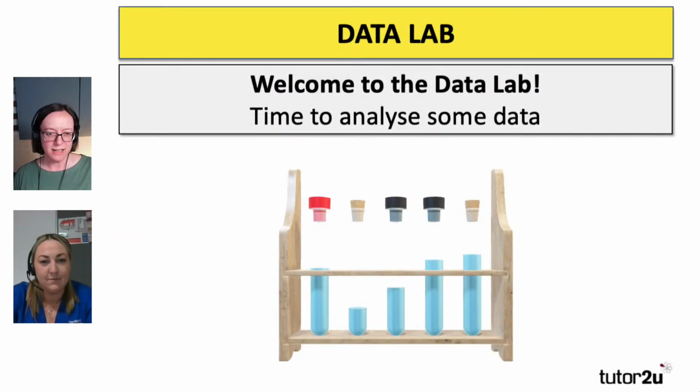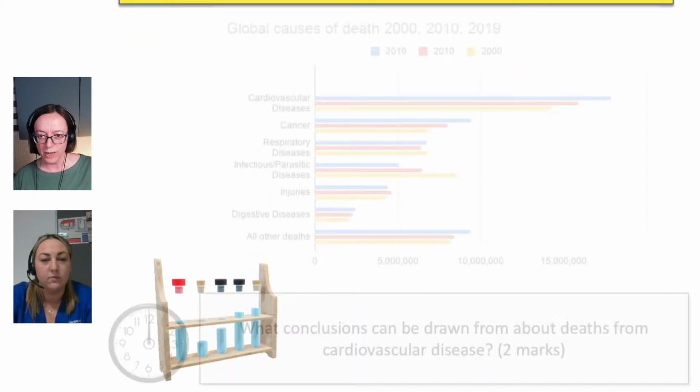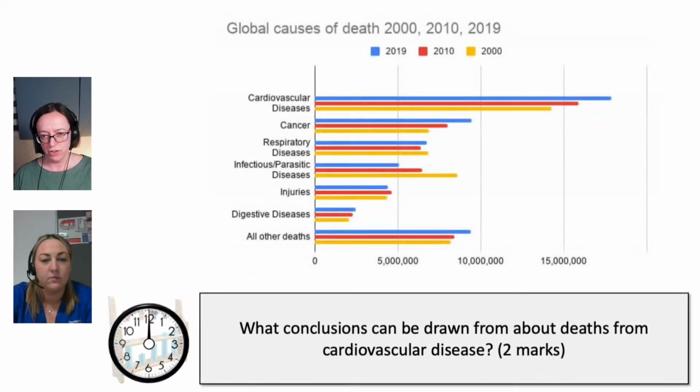Okay, so as I said at the beginning, there will always be one question on your paper which is about data. You could be given a graph, a chart, a table, or just a paragraph of text that describes some data. So let's have a look at a question that you might have. For example, you could get a bar chart like the one on the screen. A question you might be asked is, what conclusions can be drawn about deaths from cardiovascular disease, for 2 marks. So you need to look at your chart there.